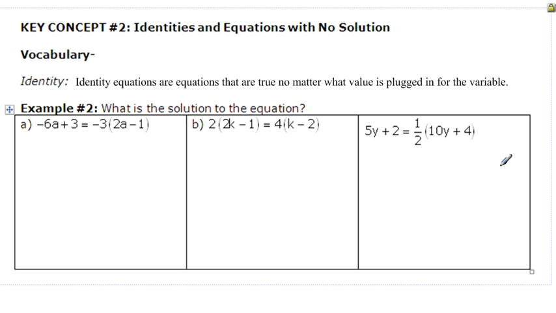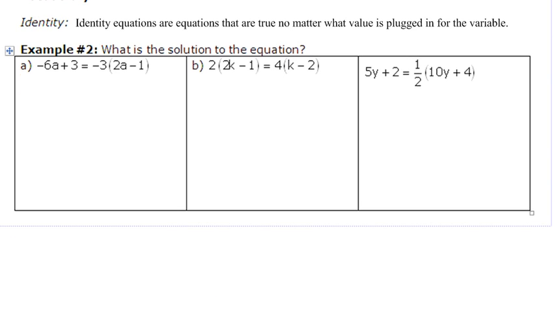So let's look at example 2. We have, for A, negative 6A plus 3 equals negative 3 times 2A minus 1. For the left side, we don't have to distribute, but for the right side, we do. So I have negative 6A plus 3 on this side. Negative 3 times 2A is negative 6A, and negative 3 times negative 1 is positive 3.